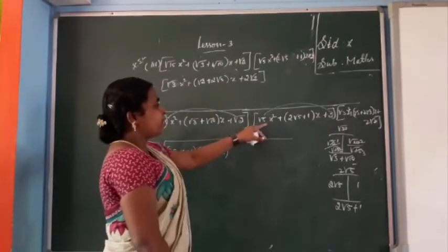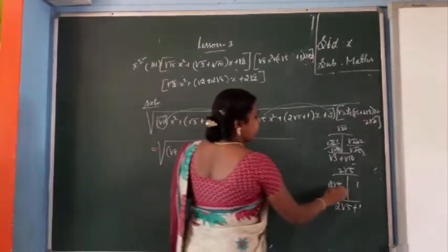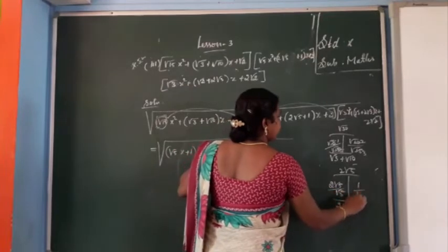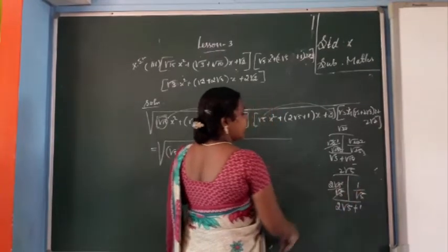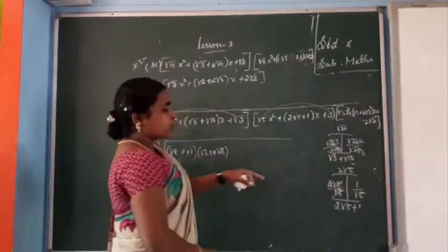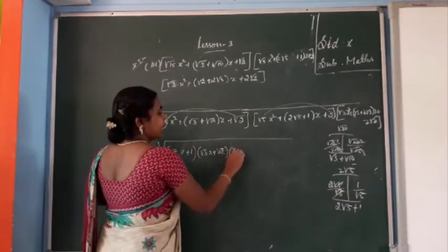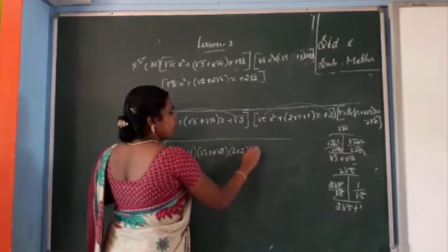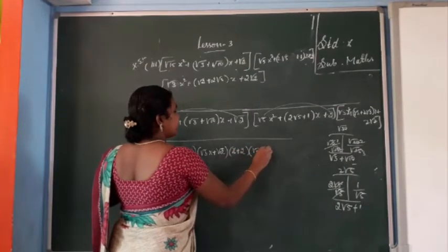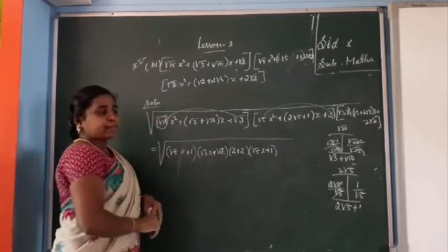Now, the coefficient of x square is root 5, you divide by root 5. Okay, here root 5 cancels, remaining is 1, 2, then second part 1 by root 5. So the factor will be x plus 2, into root 5 x plus 1. Okay, root 5 x plus 1.